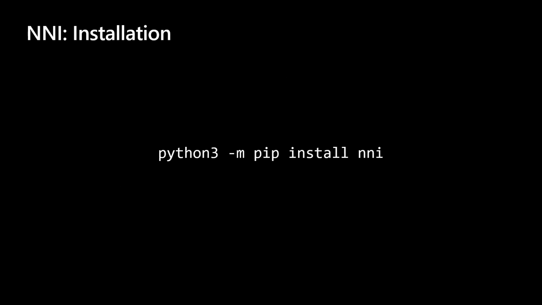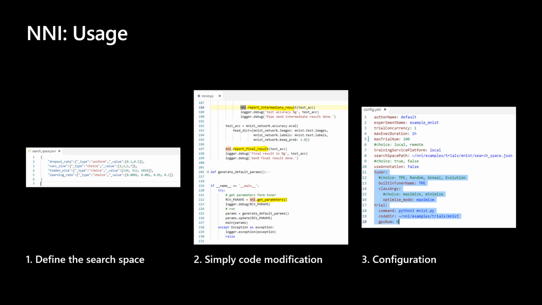NNI is very simple to install through pip in Python, just with this command, python3 -m pip install nni, and you got it. Besides, if you are interested in the code or want to make some contributions, NNI also supports installation from the source code. There are 3 steps when using NNI. The first one is to define the search space, and then add to the code the hyperparameters from the search space and give back the intermediate and final results. Lastly, we have to do some configuration.